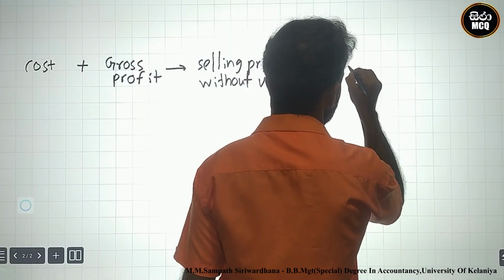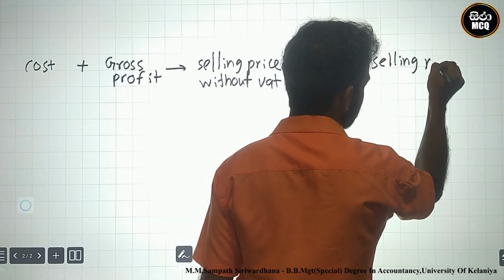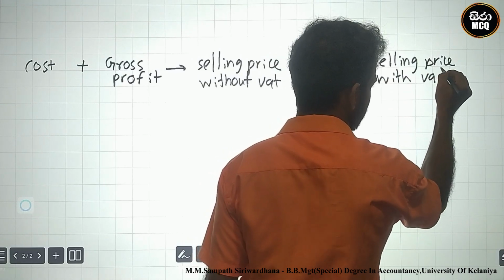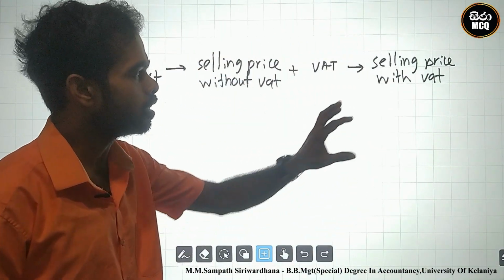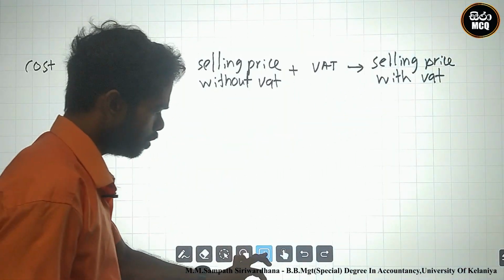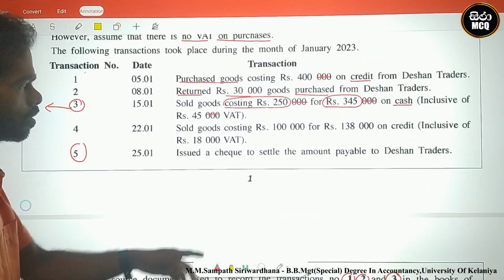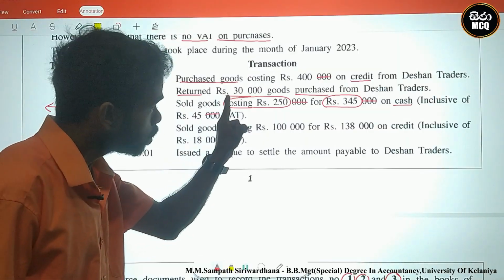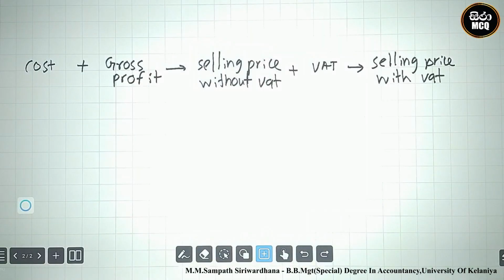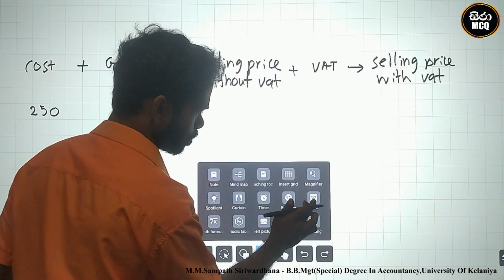Let's see the selling price. We can identify the selling price with VAT. This is included VAT in this selling price. Therefore, we must identify what the amounts of these topics are. Okay, let's see. Sold goods costing 250. The cost of this is 250. Cost is 250.